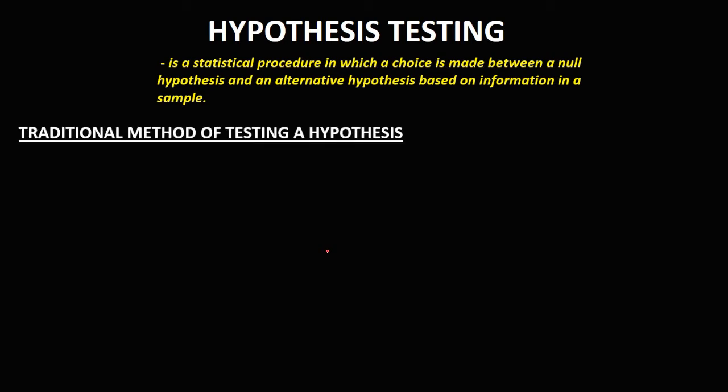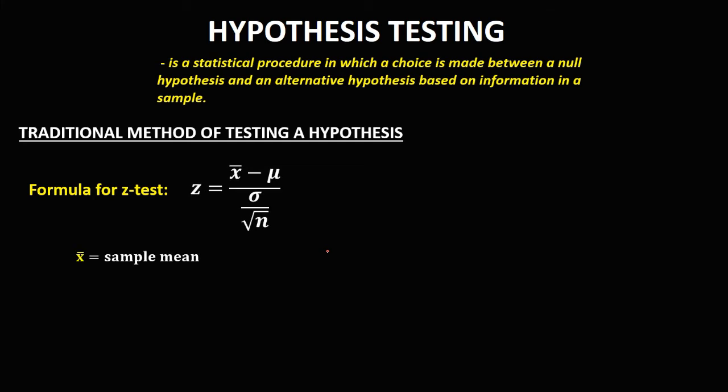So using this traditional method of testing a hypothesis, we have the formula for the z-test. So z is equal to the sample mean minus the population mean, or the hypothesis mean, over the standard deviation, then divide by the square root of the sample size.